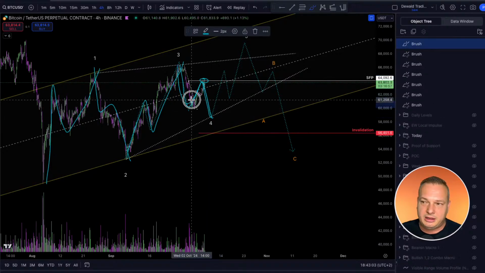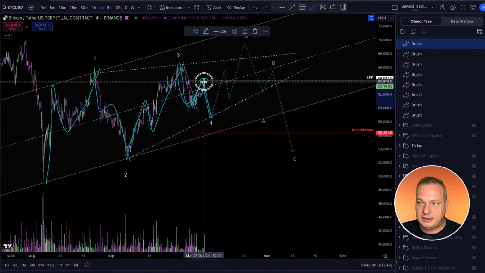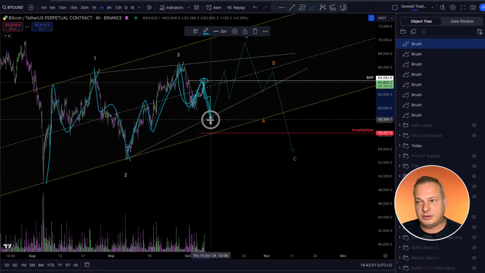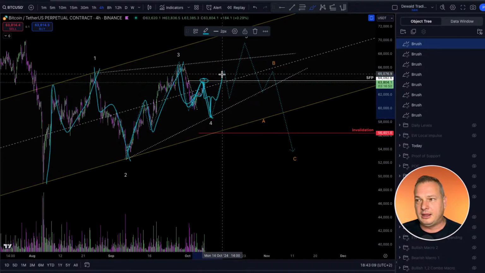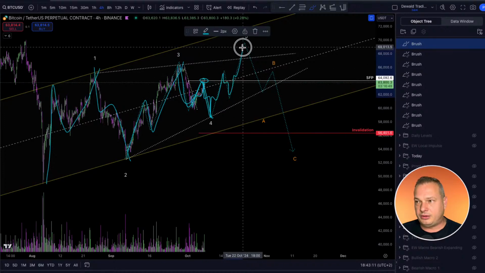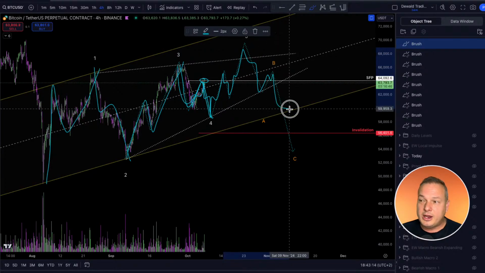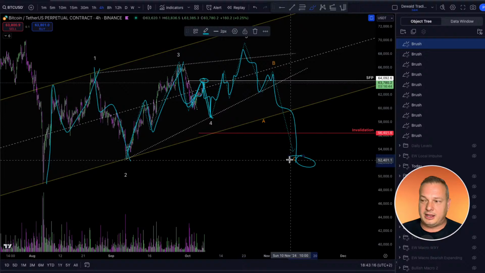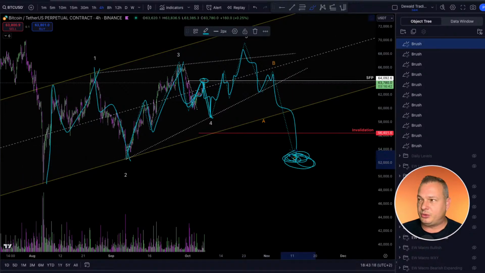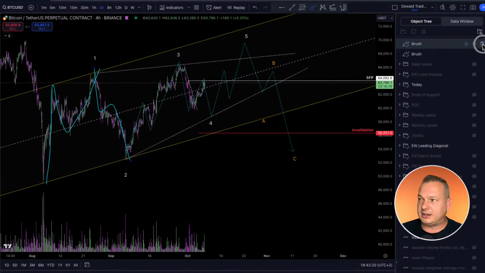We already got the mini three-wave here up, 1, 2, 3, and we could get a 1, 2, 3 to the downside, and then another 1, 2, 3, and so on. You guys get the point, right? And this is going to make the world very bearish when we get this little correction here to the downside.